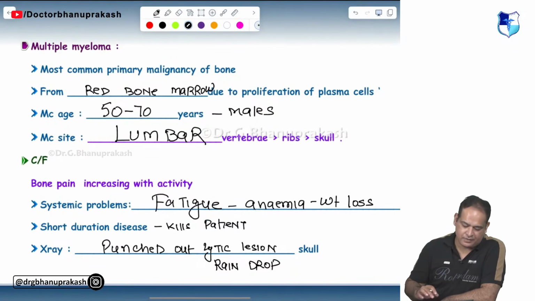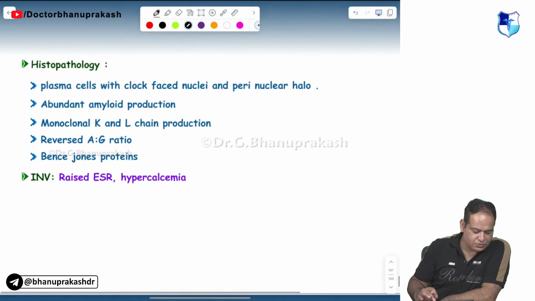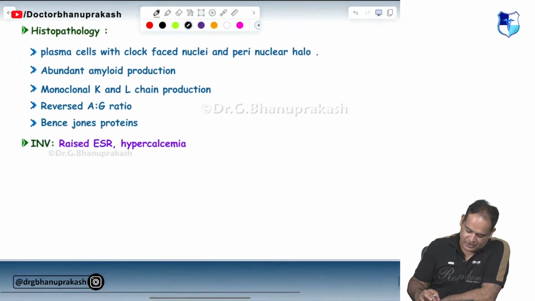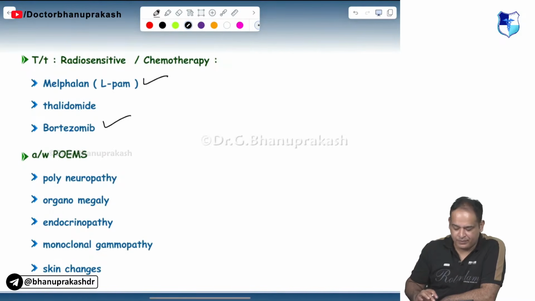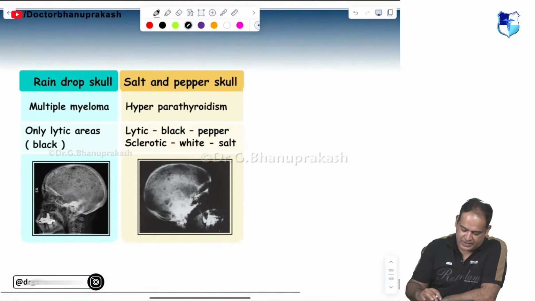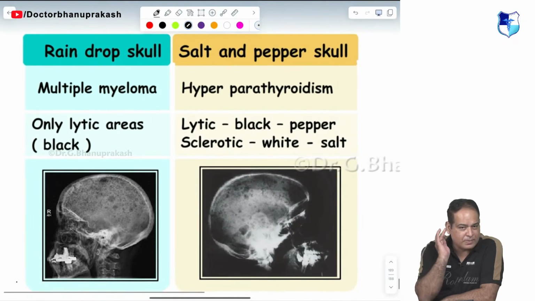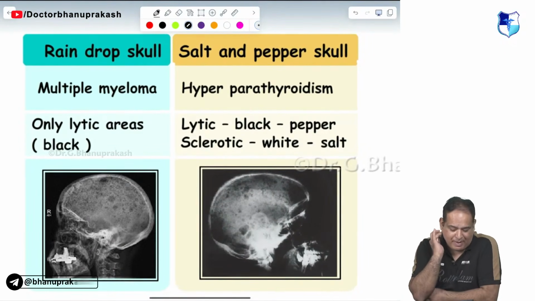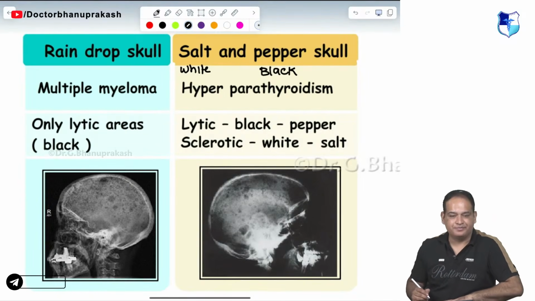Now, this is also a common doubt in the minds of students. See, the treatment is melphalan and bortezomib. A common doubt is what is the difference between raindrop skull and salt and pepper skull. So you see, salt is white and pepper is black.